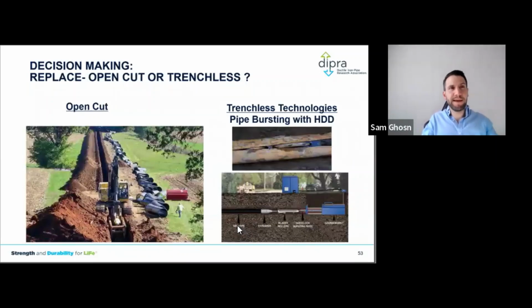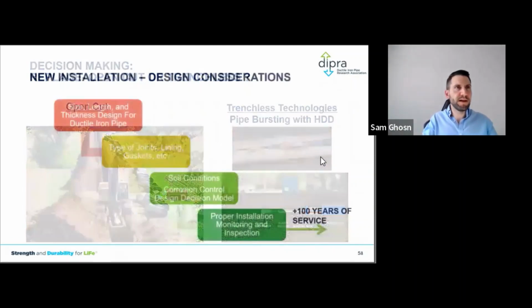If you decide to replace, there are obviously open cut options, the traditional expensive options, and there are less disruptive, less invasive options with trenchless technologies like pipe bursting and HDD. And I'm very knowledgeable about that, so if you have any questions, please let me know.